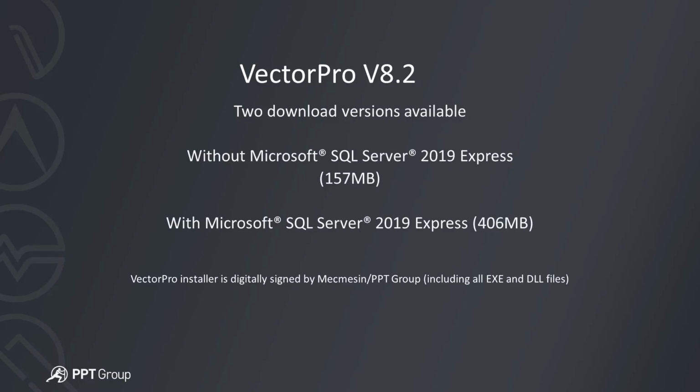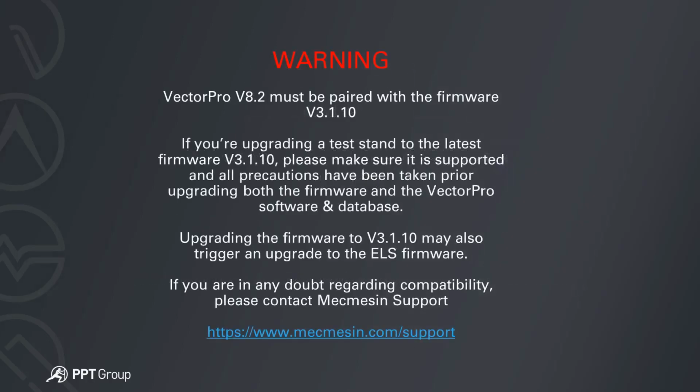When you're upgrading your software, please take all precautions, and it is best paired with firmware version 3.1.10. If you're upgrading, it may also upgrade the ELS firmware. If you are in any doubt, please contact Mecmesin technical support, who will be able to assist you.